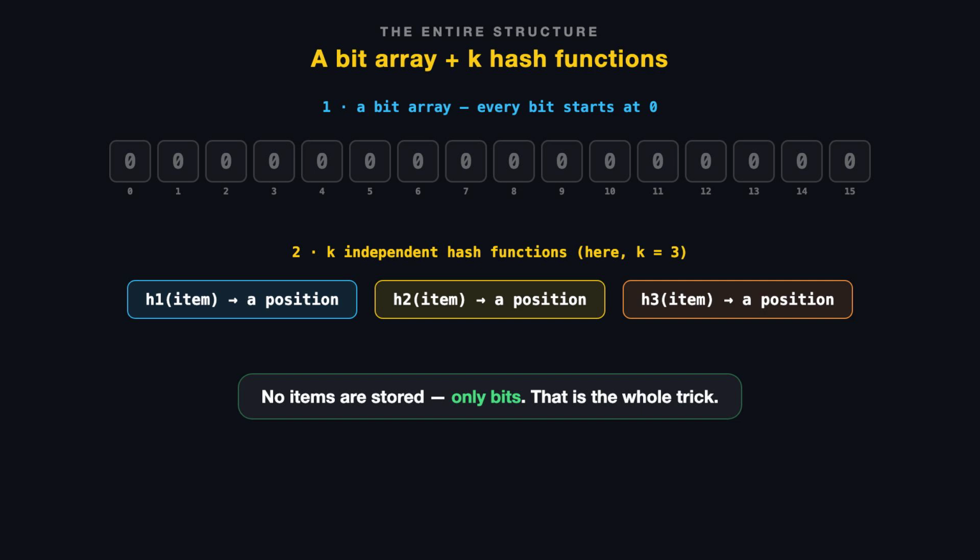Notice what is missing. There is no list of items anywhere. We never store Apple, or a username, or a URL. We only ever store bits. That is the secret to why it is so tiny.